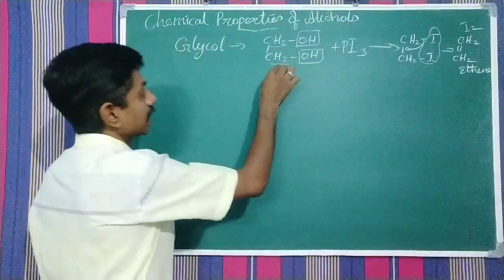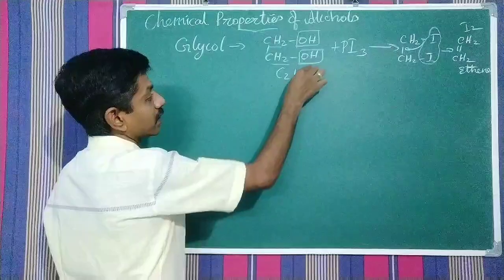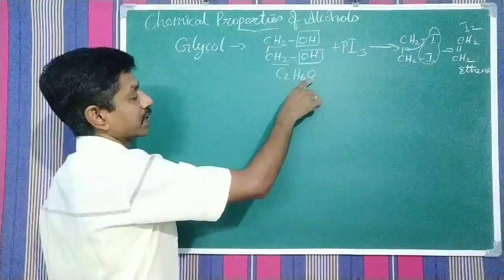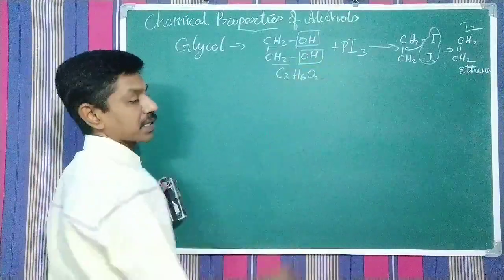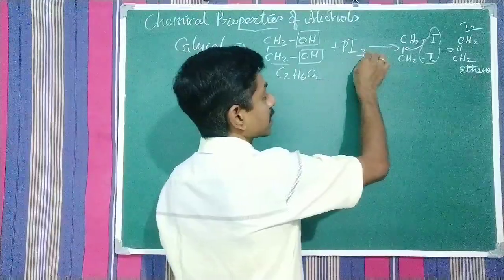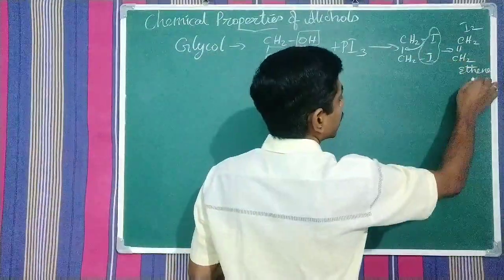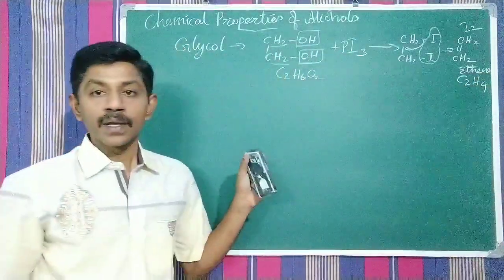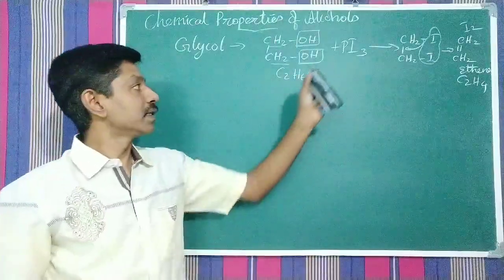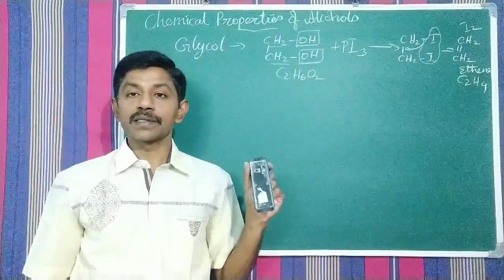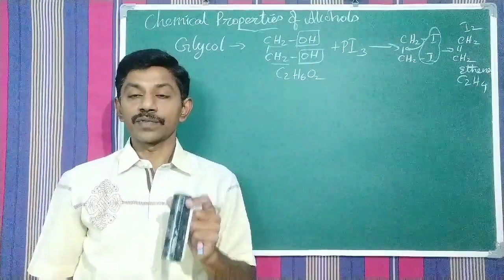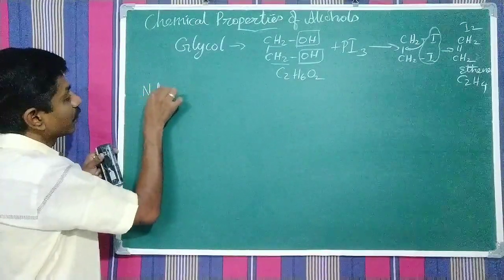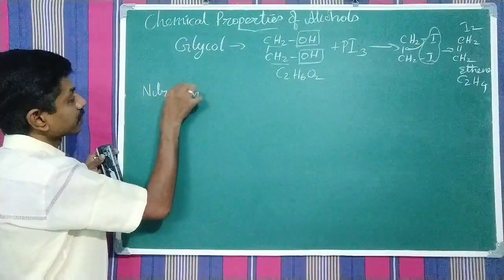It is nothing but ethene. And in some places I'll write the molecular formula. You can also do that in your textbook. Glycol with the molecular formula C2H6O2, two oxygens, on treatment with phosphorus triiodide gets converted finally into ethene with the molecular formula C2H4. So if you write the molecular formula and practice this equation, that will be very useful for you.